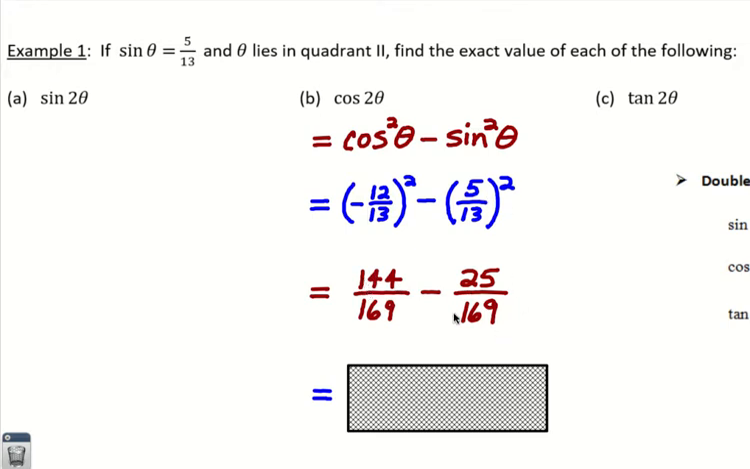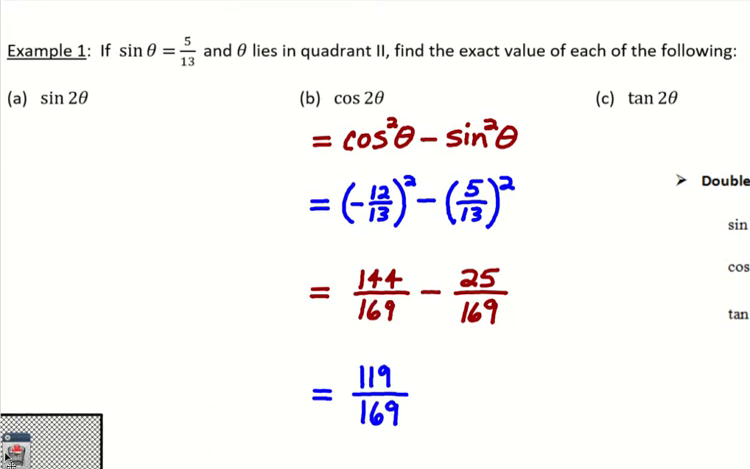Over here you get this. And then you probably would go ahead and subtract those fractions. Pretty simple because they already have the same denominator. And so your final answer for part B here is that.